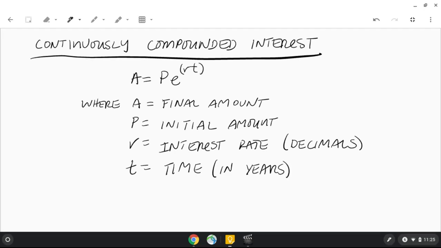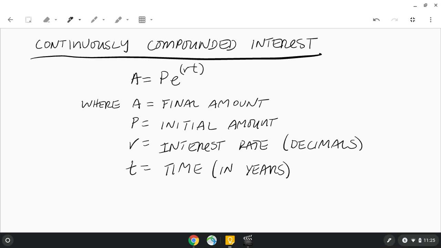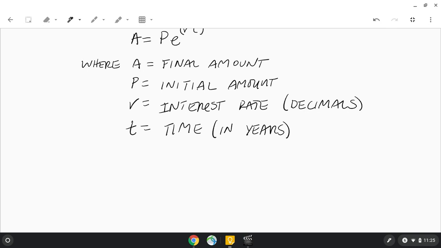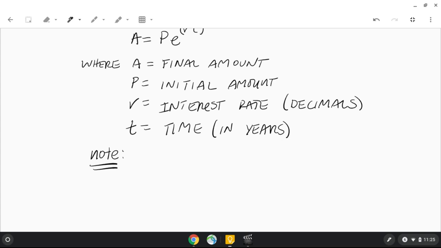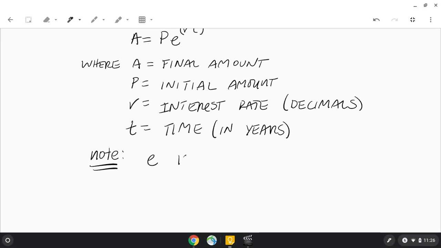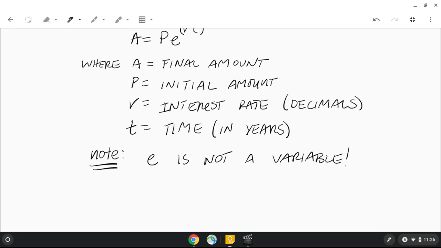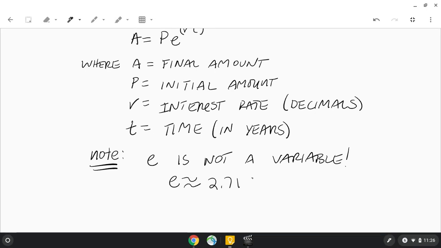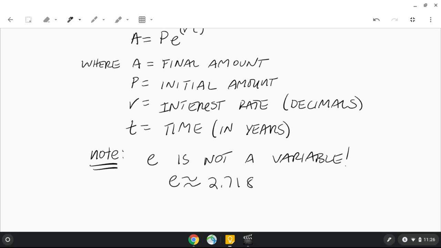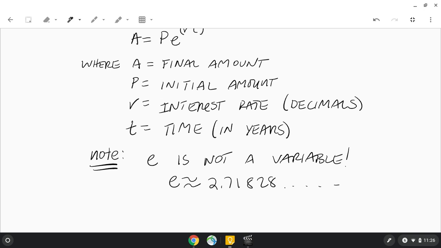So E here is not a variable. E is a number. Let's put a little note there, because sometimes students forget: E is not a variable. E is 2.71828. All right, so let's take a look.